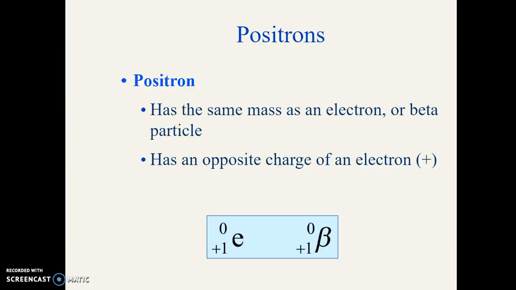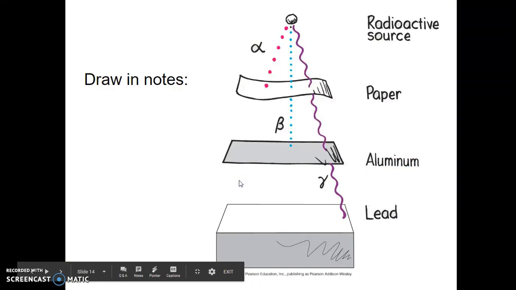Just a little bit about positrons. A positron has the same mass as an electron or a beta particle. It's just going to have the opposite charge. Like I said, we're not going to worry about positrons too much.